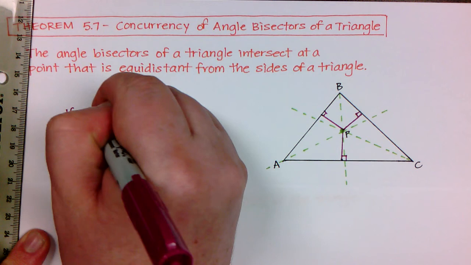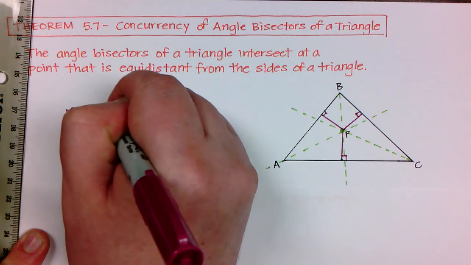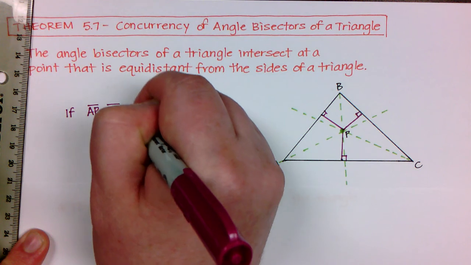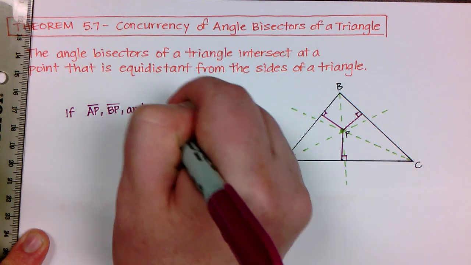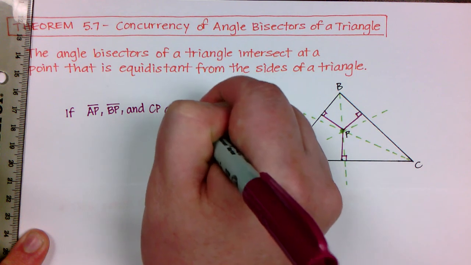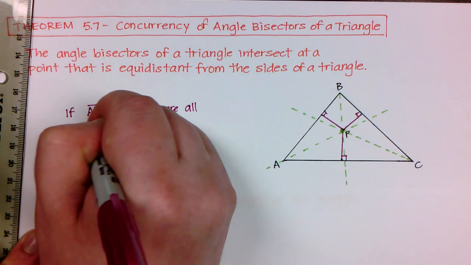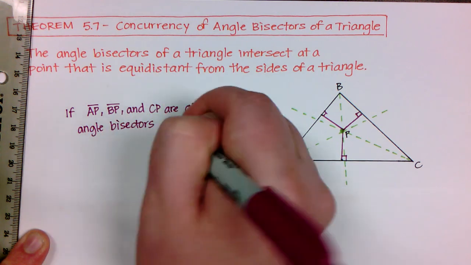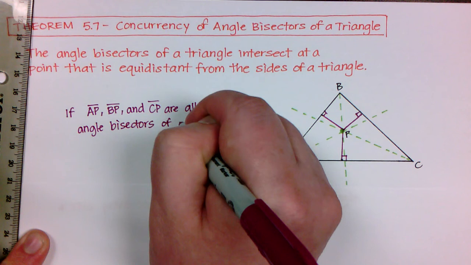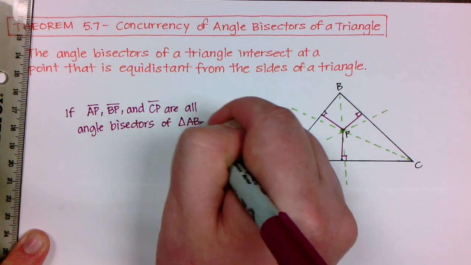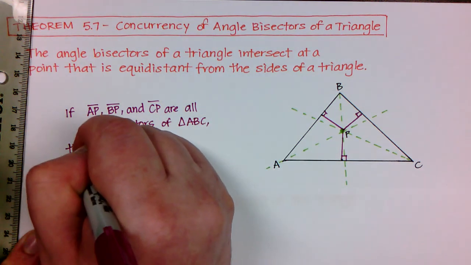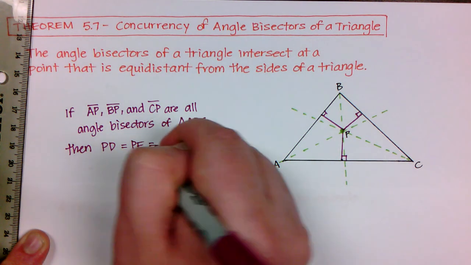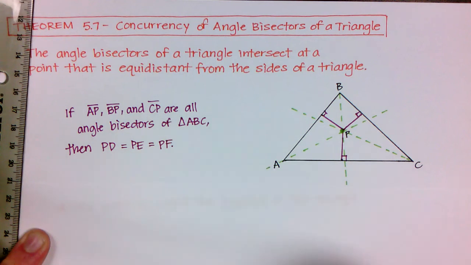So I'm going to write that here. If AP and also BP and also CP are all angle bisectors of triangle ABC, then PD is equal to PE is equal to PF.